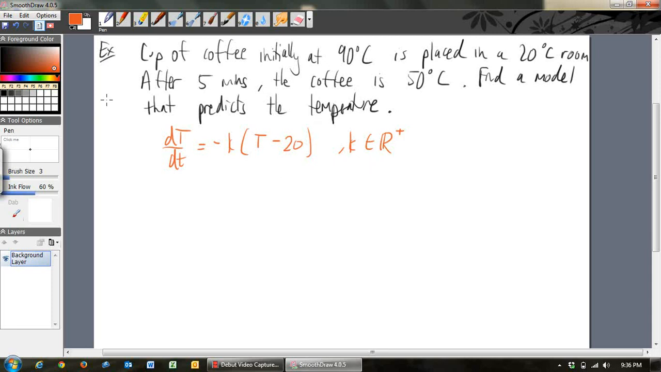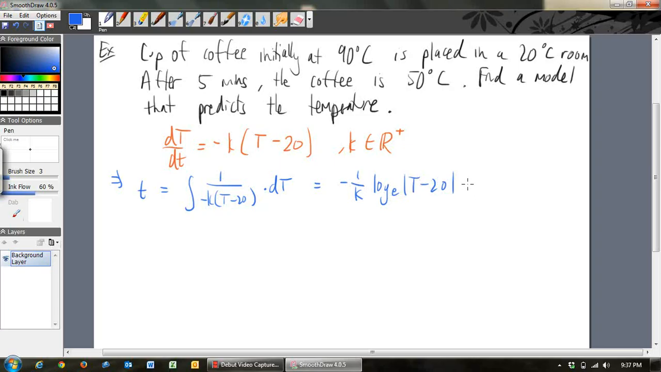Okay, so let's solve this. We should have lots of practice with this. Again, we've got dy/dx equals a function of y. So what we need to do is flip it upside down and solve for t. So t is equal to the integral of 1 over negative K(T minus 20) dT. Now don't get confused between the little t's and big T's. Take the negative 1/K out the front, and we just want to do the integral of 1 over T minus 20, which is log e modulus T minus 20.